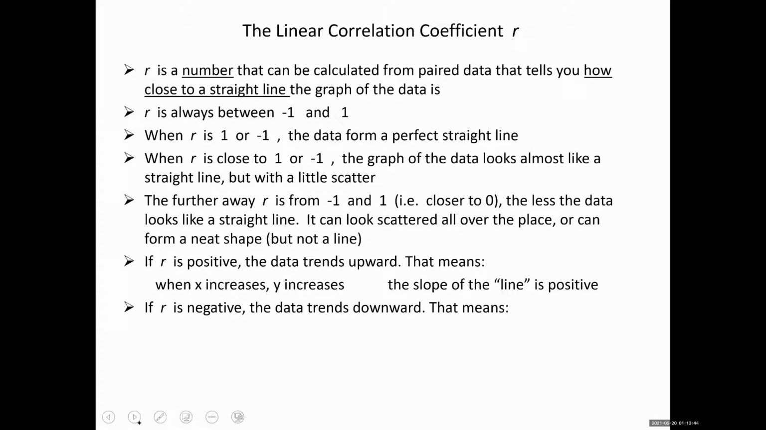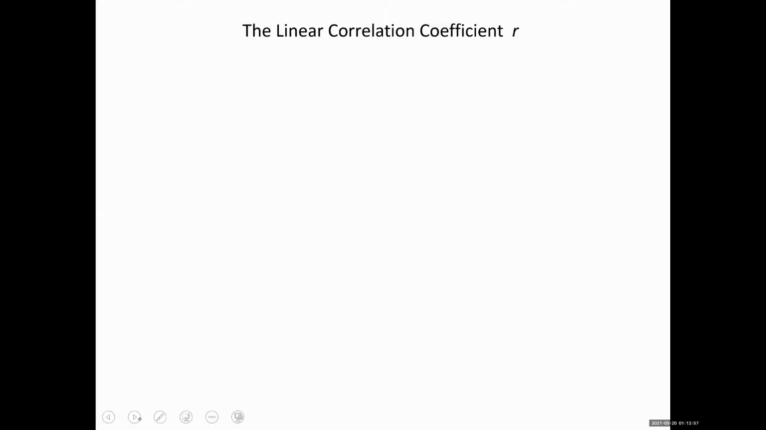If R is negative, the data is trending downward. What that means is when one quantity increases, the other one decreases. So if X increases, Y decreases. It also means the slope of the line is negative. So again, I already told you that, but I told you that again. And then let's take a look at these examples real quick.